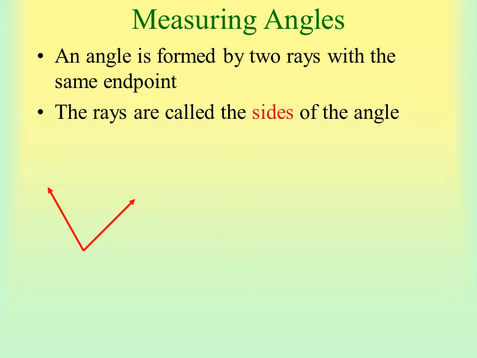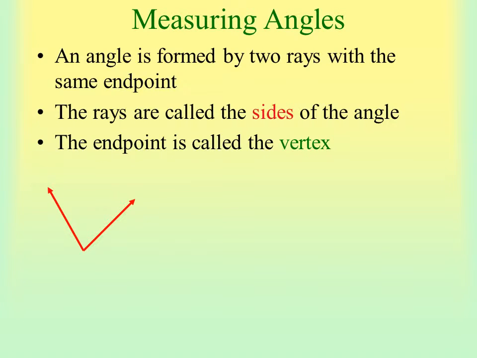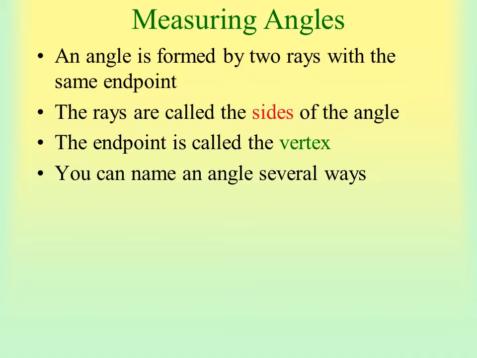The rays are called the sides of the angle. The endpoint is called the vertex. So they share an endpoint, and this endpoint is called the vertex of the angle. Let's talk about how you can name angles. There's several different ways we can name an angle.